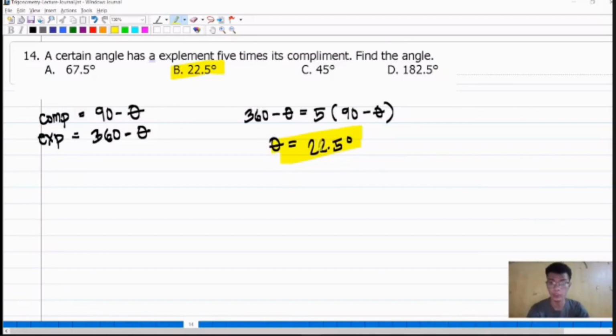So, kung may question kayo, paki-chat na lang sa akin. Okay. Next, let us proceed to number 15.